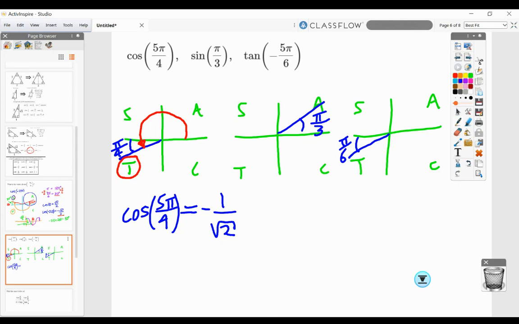So use your special triangles. We've identified it's the angle pi over 4. So then we can use our special triangles. But because it's in that quadrant and it's cosine, it's going to be the negative answer. Right, let's look at the next one.